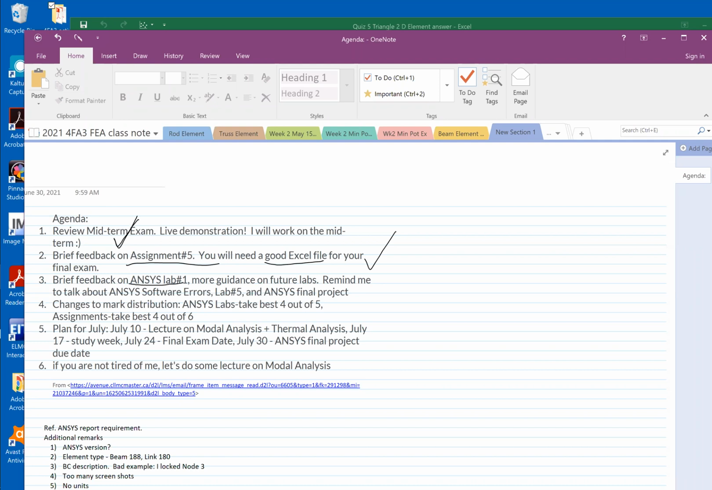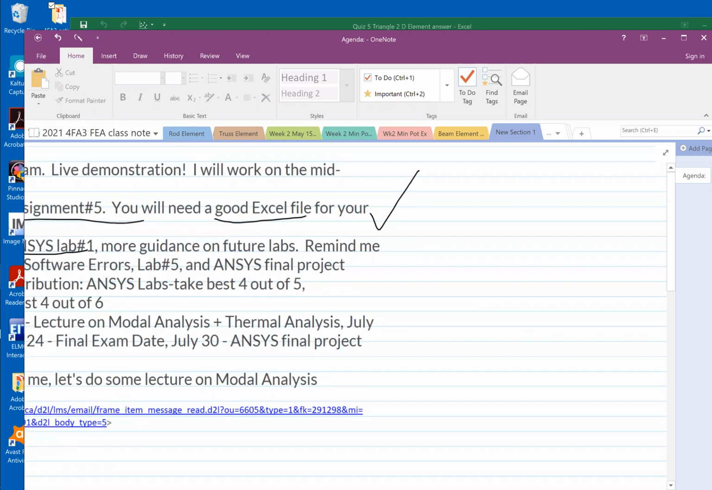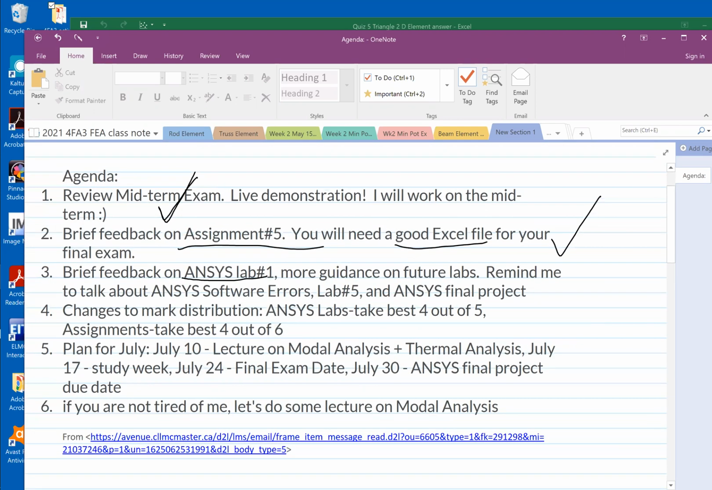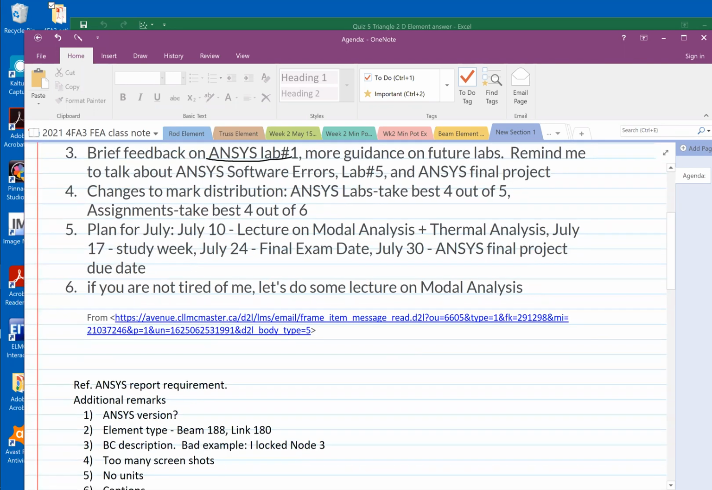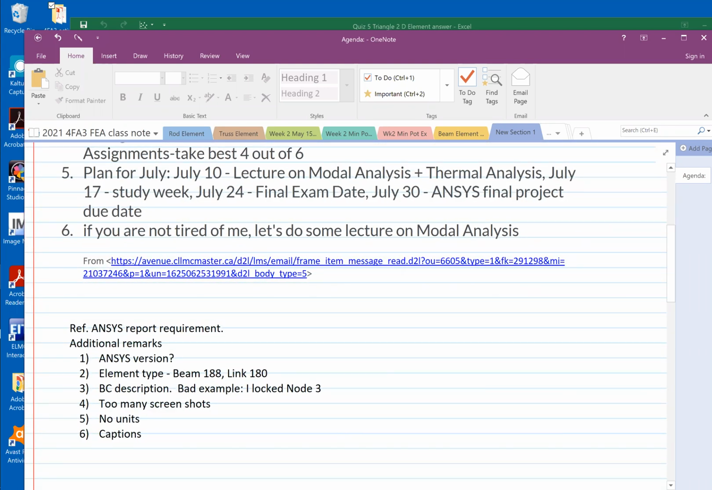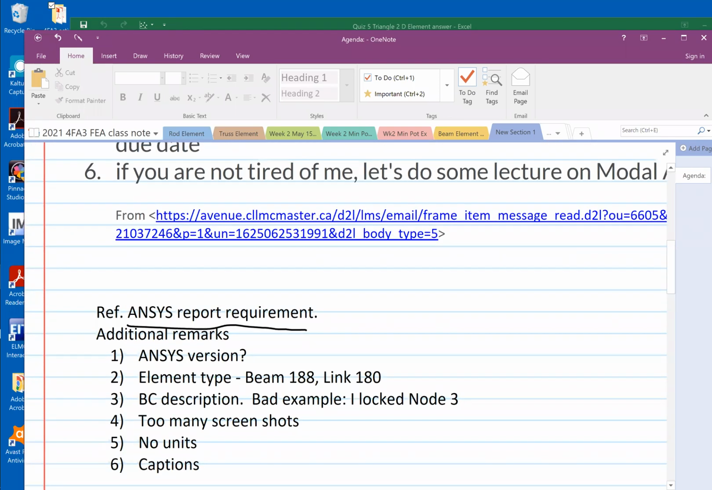And some feedback for students not doing so well. Okay, and also I'd like to share with you my marking scheme, what I look at when I read your report. Okay, you refer to the ANSYS report requirements. I have that uploaded in Avenue to Learn, the report guidance, what is required in the report. You follow that. Most of you did.